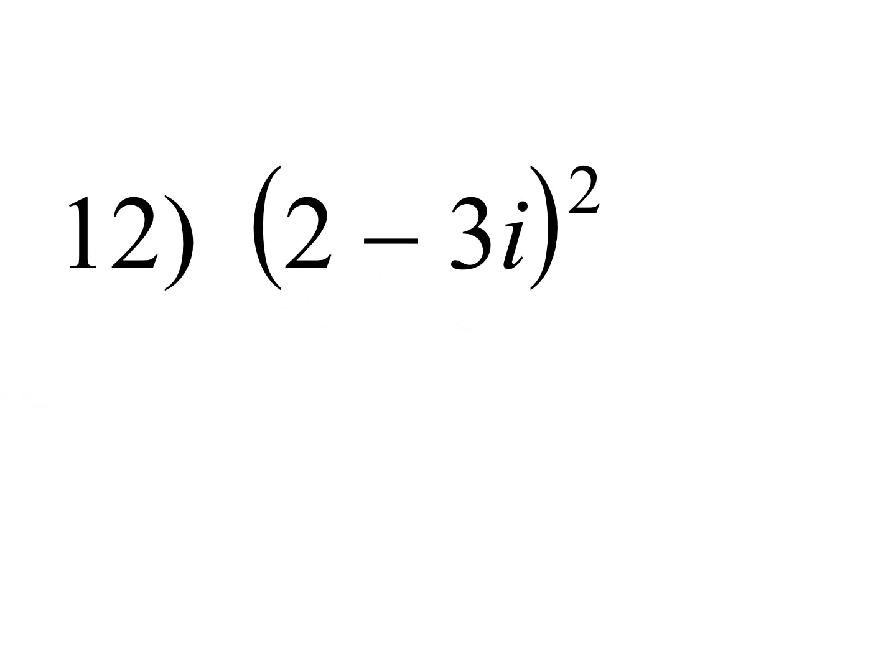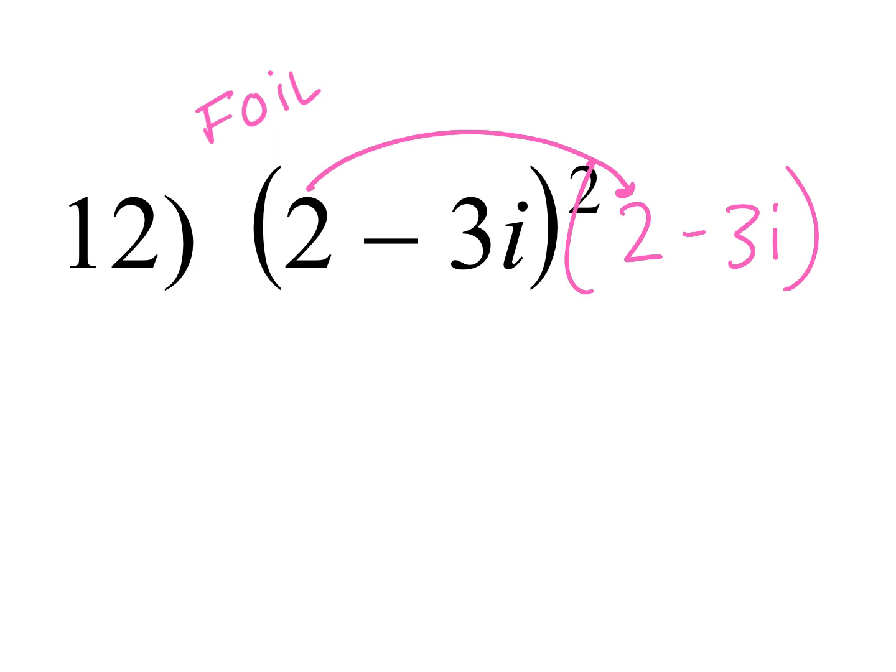All right, 12. What do I do here? I'm multiplying it by itself, so 2 minus 3i, and then what should I do? FOIL. Multiply the firsts. What's 2 times 2? 4. What are the outsides? So 2 times negative 3i. What's 2 times negative 3i? Negative 6i.